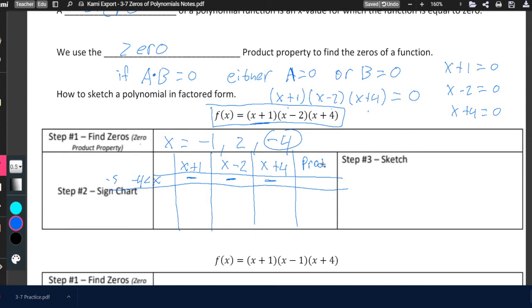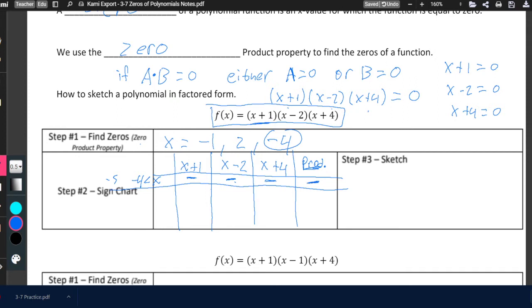So this is where the product row comes in. We take each column and we multiply them together. Negative times a negative is a positive. Positive times a negative is a negative. So our output is a negative.